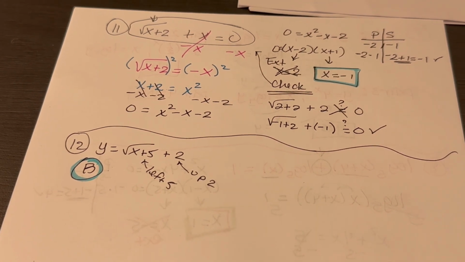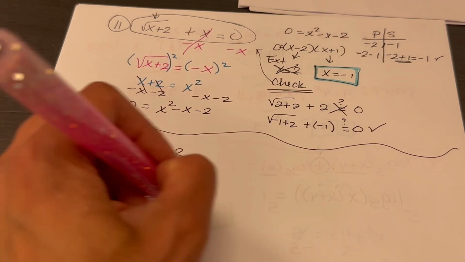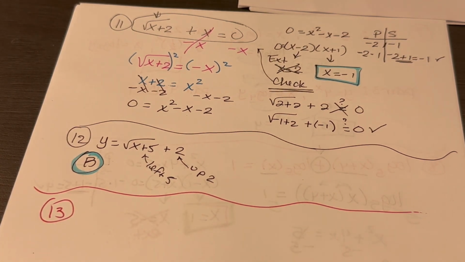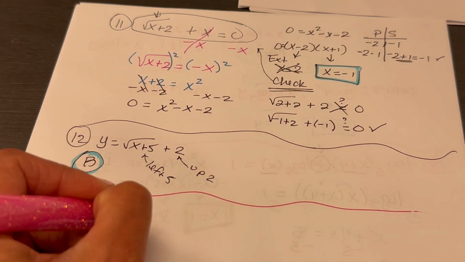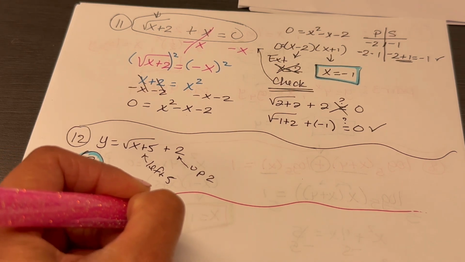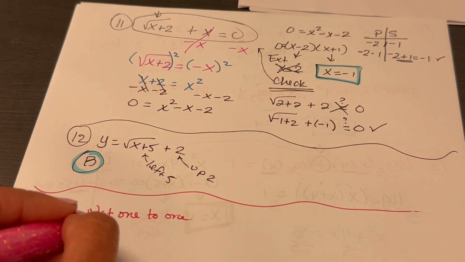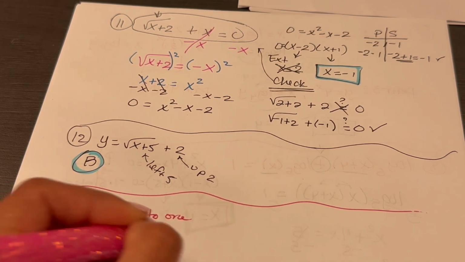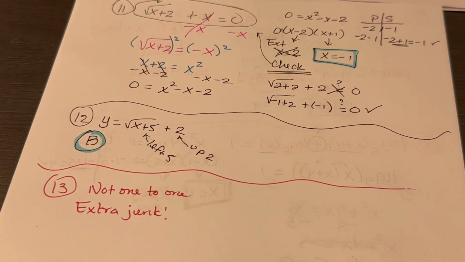Okay, that's number 12. Number 13. Which of the following cube root functions is not one-to-one? So when you're looking for something that is not one-to-one, you're looking for extra junk in the trunk. Which one has extra junk?